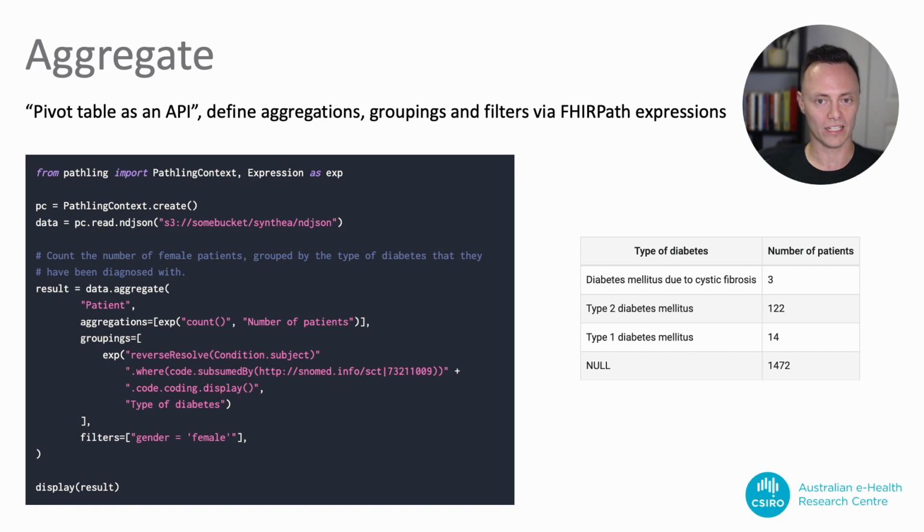The aggregate operation works like a pivot table, taking a set of aggregation, grouping, and filter expressions and providing a set of grouped results. Grouping expressions determine which bucket each resource falls into. Aggregation expressions are calculated across the set of resources within each bucket. Filters constrain the overall set of resources that are included in the query. In this example, we are counting the number of patients by the type of diabetes that they have been diagnosed with. The query is filtered to female patients only.